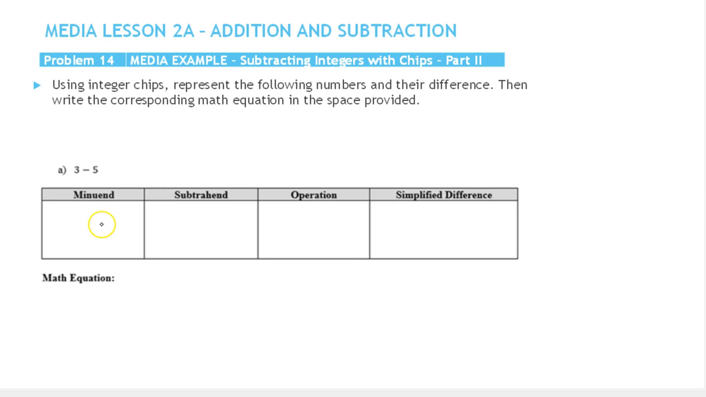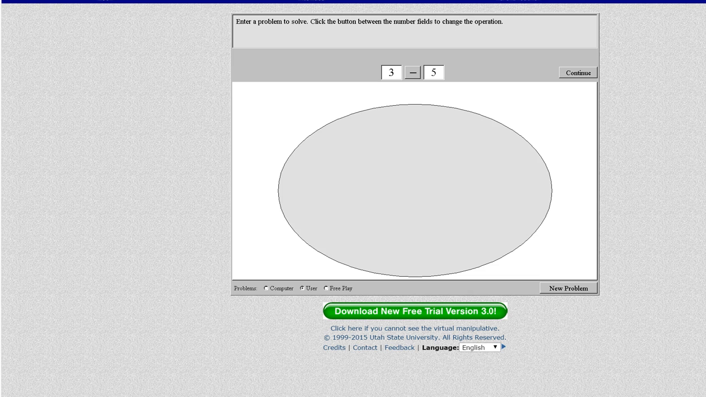So let's just start this by writing the minuend and the subtrahend, and then we're going to go to the website. So this is 3 minus 5. And notice they're both positive. Let's use black. So we have 3 chips, and we want to take away 5 positive chips. So you may already see the problem. We have 3 positive chips. We want to take away 5 positive chips, but we don't have enough chips to take away. So let's see how we'll account for this.